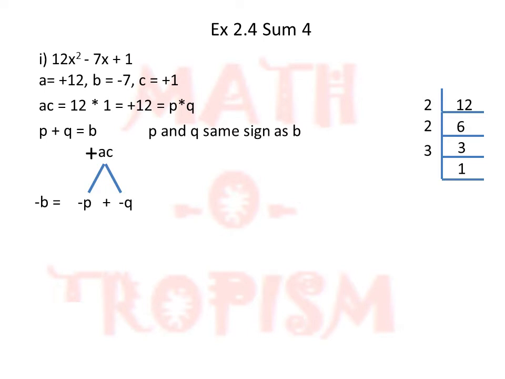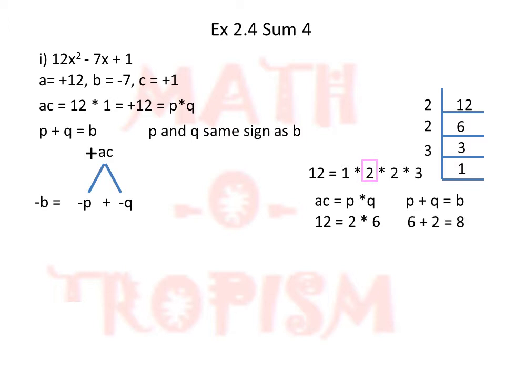So it comes to 1 into 2 into 2 into 3. Now I need to split it into factors. First I'll take 2 as one factor. If 2 is one factor, the balance remaining is 1 into 2 into 3, so that comes to 6. So 12 can be written as 2 into 6, and I need to add the factors to get B. When I add 6 plus 2, it gives me 8. But B here is 7, so it is not the correct splitting.